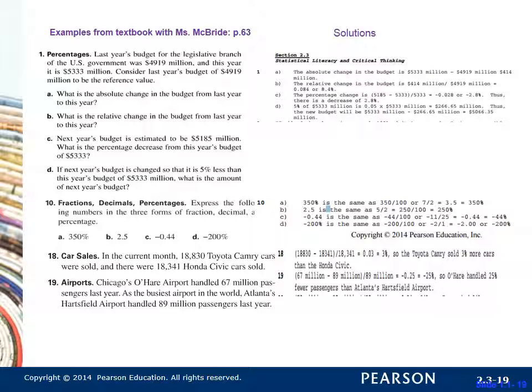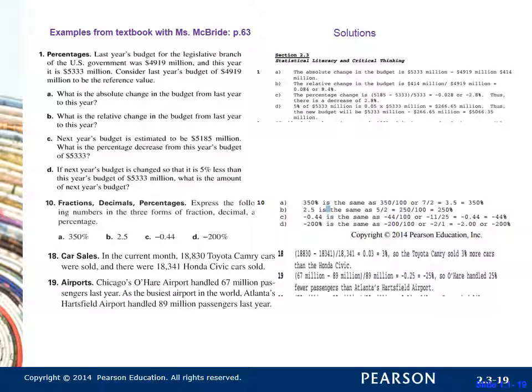Or sorry, you guys are going to get mad at me. I'm sitting here looking at the formula and I'm saying it wrong. Compared minus reference divided by reference. So compared would be, as I said, our O'Hare minus Atlanta divided by Atlanta. So 67 minus 89 divided by 89 gives me my negative 0.25.